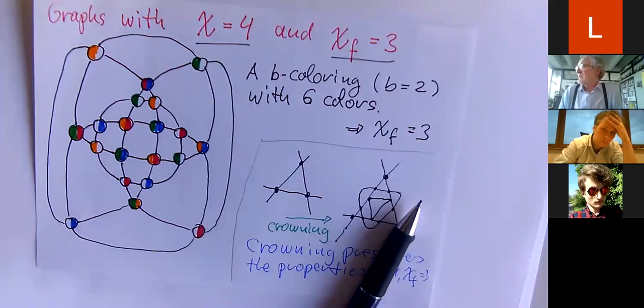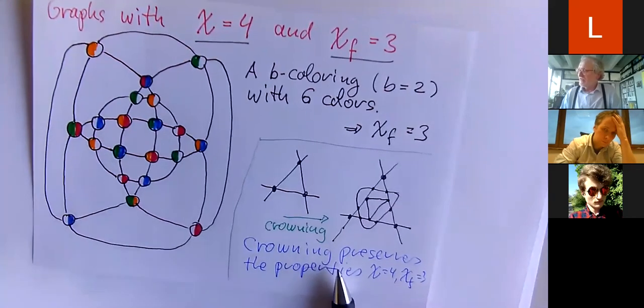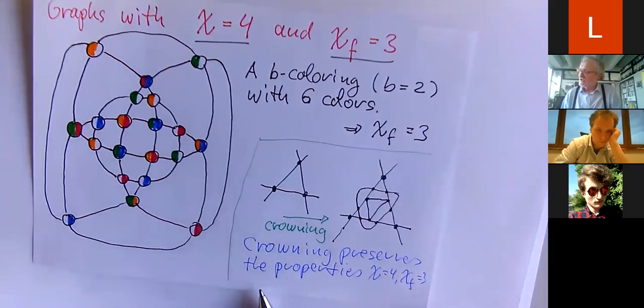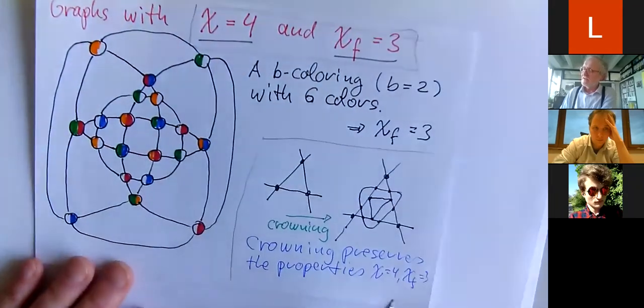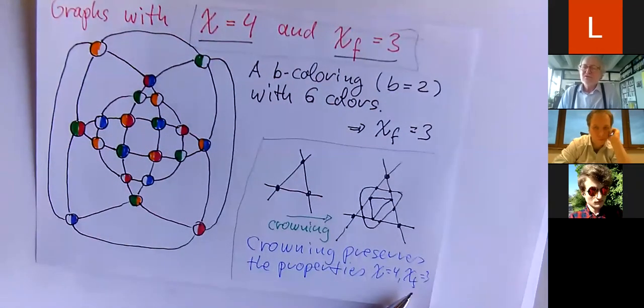And this is a counterexample to a conjecture which we found in some paper which was published recently. And we could use an operation by Koester, which is a crowning operation, and which is known to preserve the four colorability. And we show that it also preserves the fractional chromatic number. So we get an infinite family of examples which have this property, and we strongly disprove the conjecture.